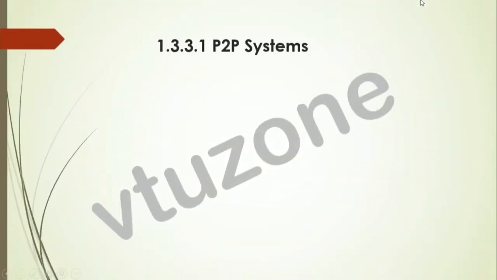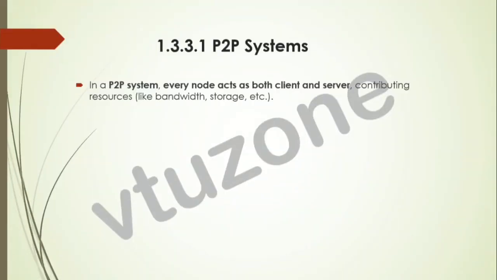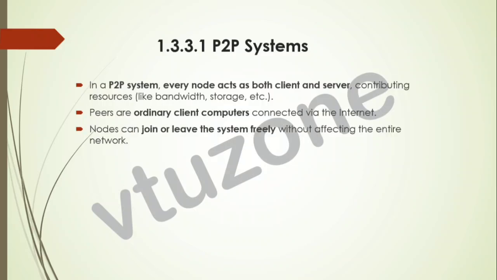Moving to the next. In a peer-to-peer network, each computer both uses resources and shares its own resources like network speed, files or storage space. Then peers are ordinary client computers connected via the internet. Means peers are just normal computers that connect with the other computers over the internet. Then nodes can join or leave the system freely without affecting the entire network. See, any computer can join or leave the network at any time and it won't break the whole system. The network continues working normally.